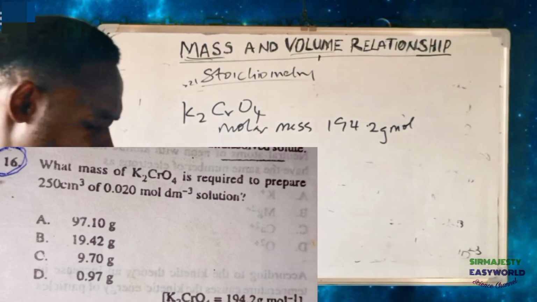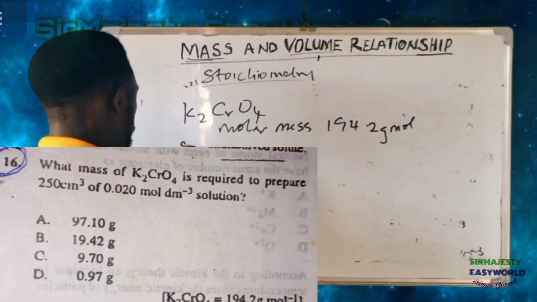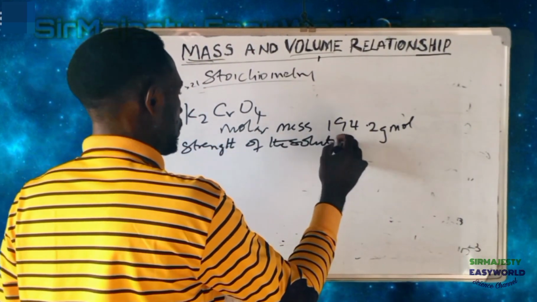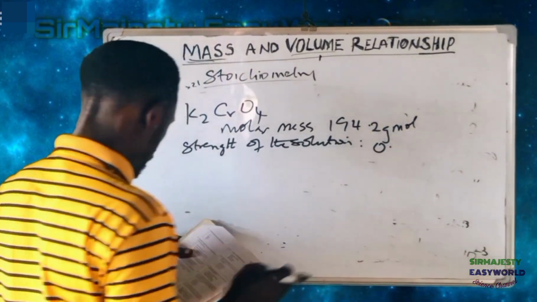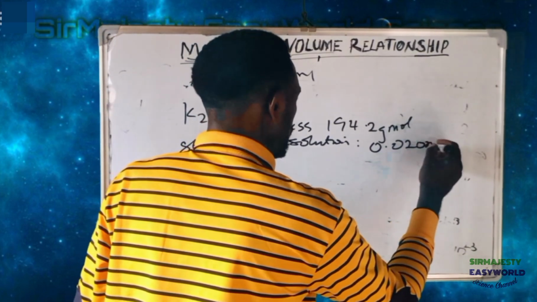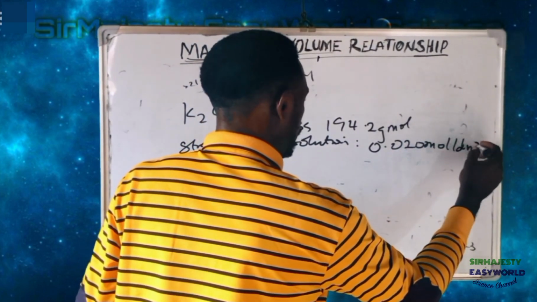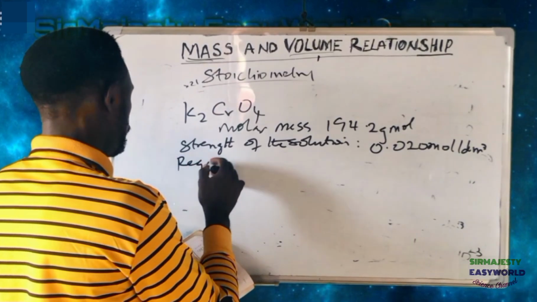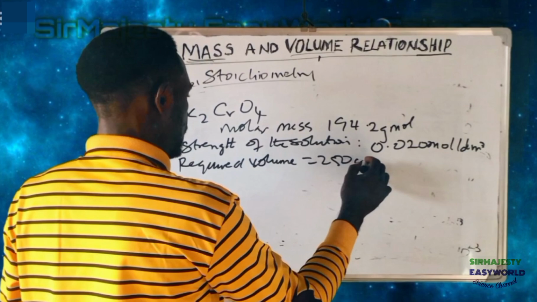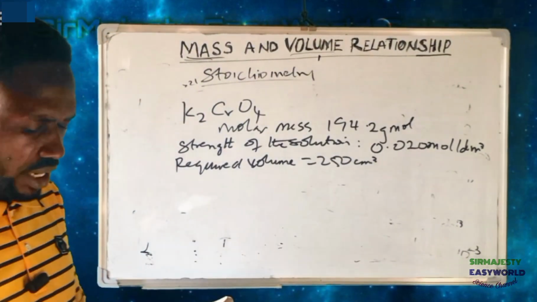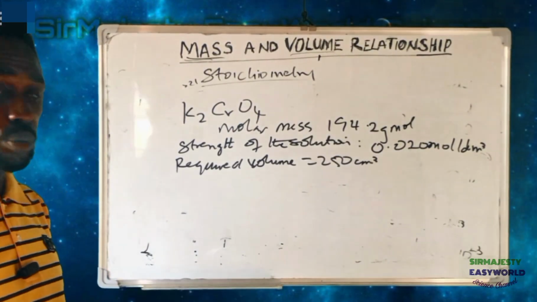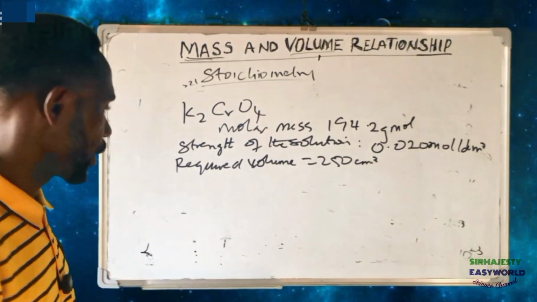Now, what's the strength of the solution first? The strength of the solution required or given to us is 0.02 moles per dm cube. Now, what's the required volume? It is 250 cm cube. So the question now is, what mass of K2CrO4 is required to prepare 250 cm cube of 0.02 mole per dm cube of this?